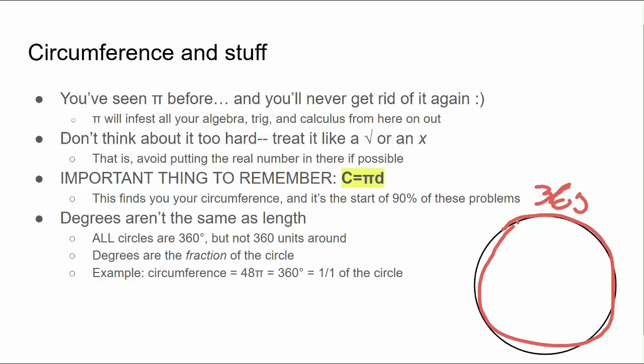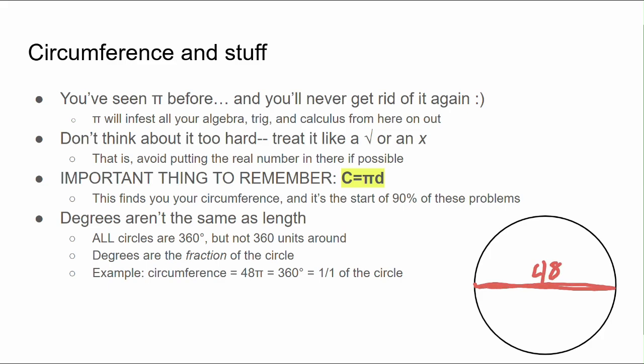So for this example, if I said, what would this be? This would mean that the diameter is 48. So circumference equals pi times diameter. So here's your circumference. It's still 360 degrees because 360 degrees is the same as a fraction. So 360 is like saying 1 over 1. So 48 pi would equal your circumference of 360.